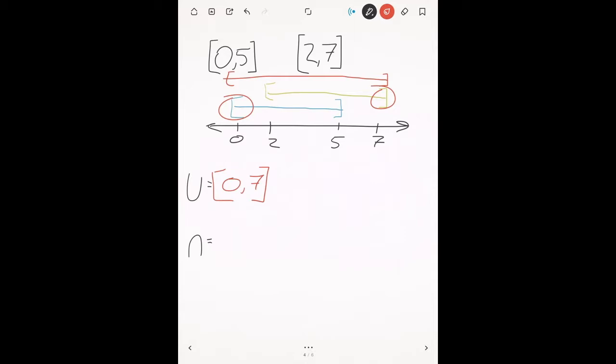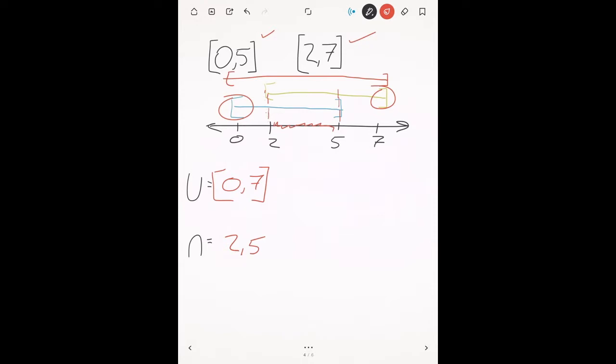Okay, let's try this again, but this time let's try to find the intersection. Well, it should be pretty obvious that the intersection is where the graphs overlap. That's where all of the elements are the same in both. These are the common elements in both of them. So where the two graphs overlap, that's the intersection, so everything between 2 and 5. We can see that both of these intervals have the same numbers between 2 and 5.